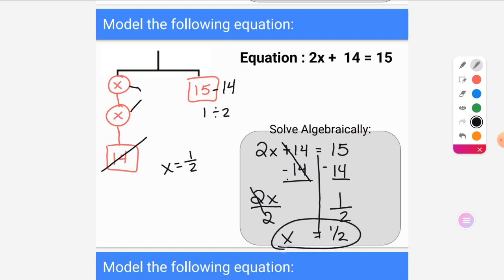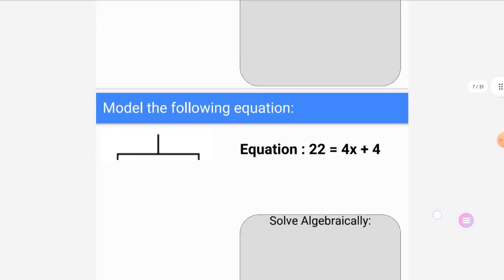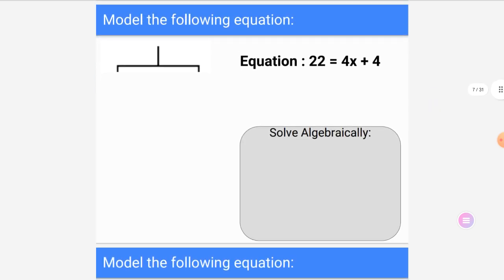And I know that's a lot to take in. But we're going to use our hanger diagrams to kind of walk us through the steps of solving equations. What's your next problem? 22 equals 4x plus 4. Does everybody have this so I can go on? There it is. Okay, let's model it first.